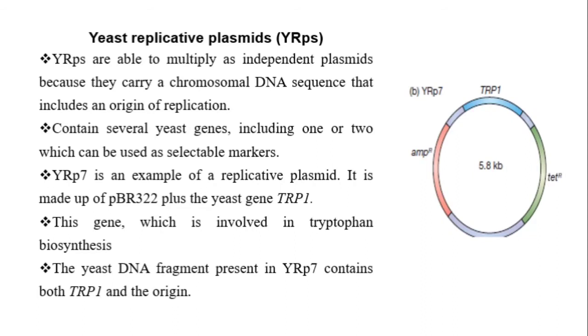YRP7 is an example of a replicative plasmid. It is made up of pBR322 plus the yeast gene TRP1, which is involved in tryptophan biosynthesis and used as a marker. Like in YIP and YEP, where we saw the LEU2 and URA3 genes, the same selection mechanism is used for TRP1. The yeast DNA fragment present in YRP7 contains TRP1 and the origin of replication. This is the yeast replicative plasmid.